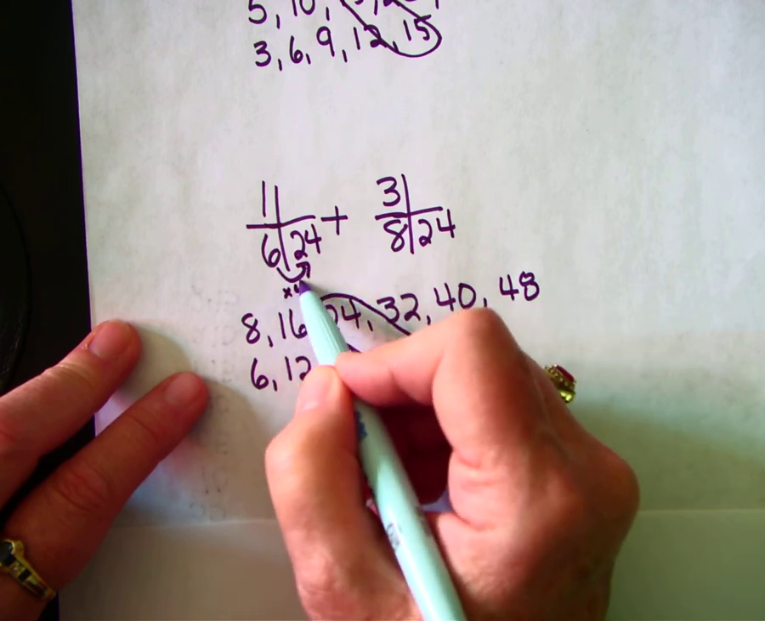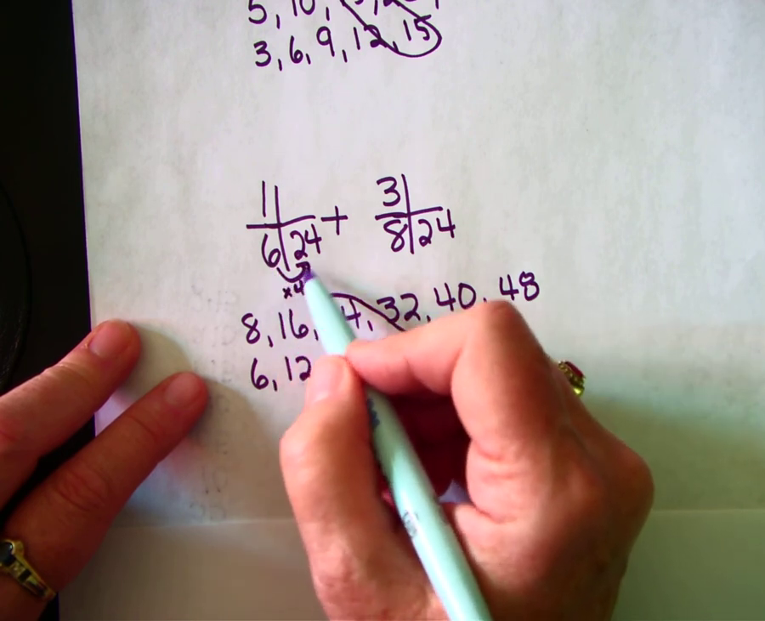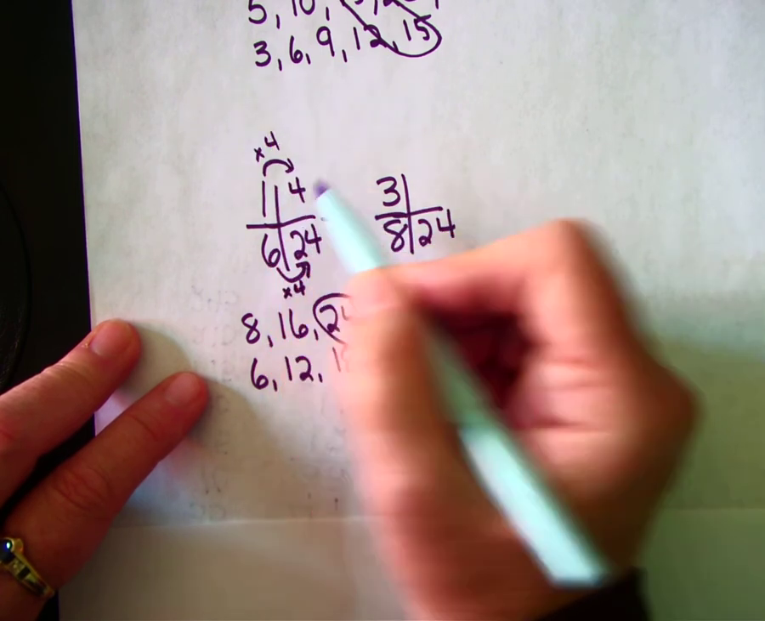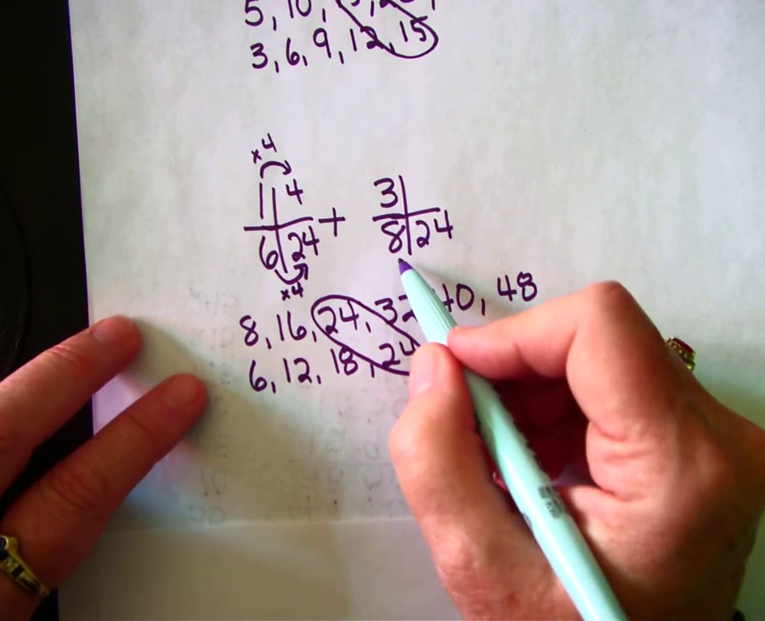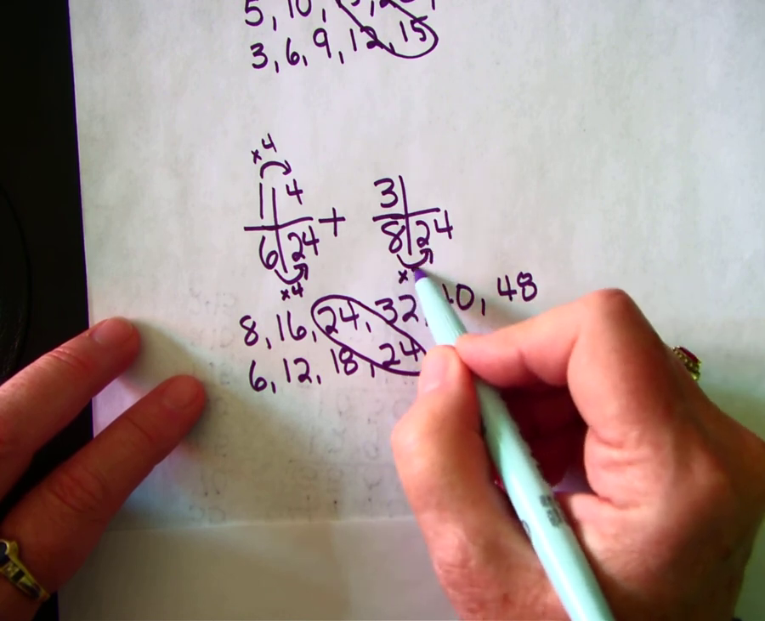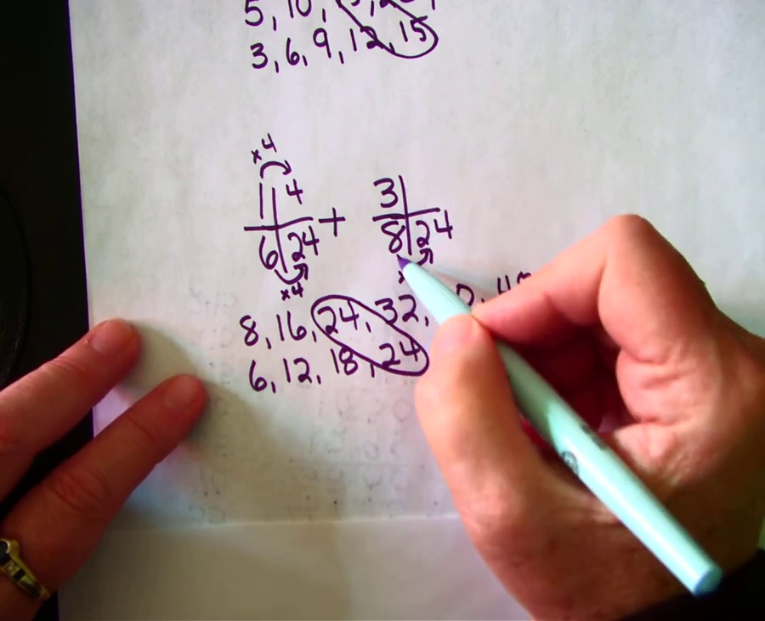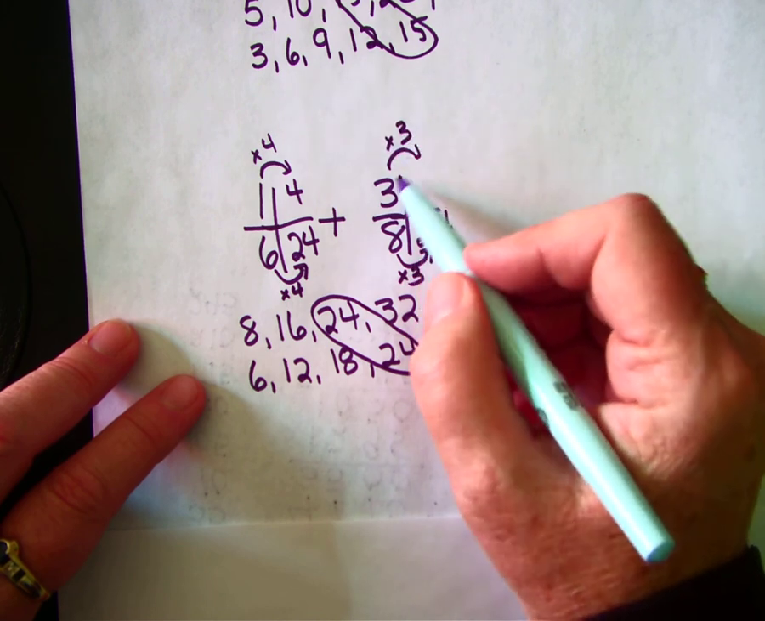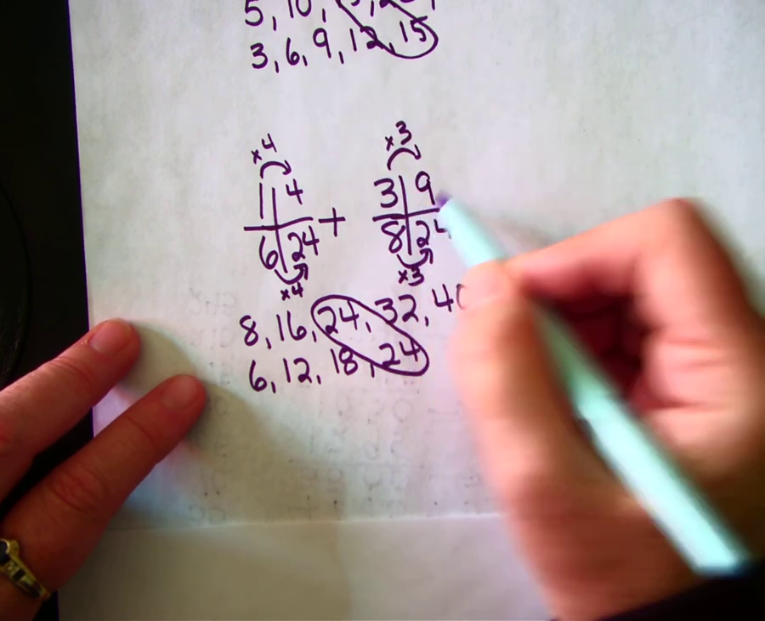6 times 4 is 24, and I multiplied my denominator by 4, so now I'm going to multiply my numerator by 4. 8 times 3 is 24. If I multiply my denominator by 3, I'm going to multiply my numerator by 3. 3 times 3 is 9.